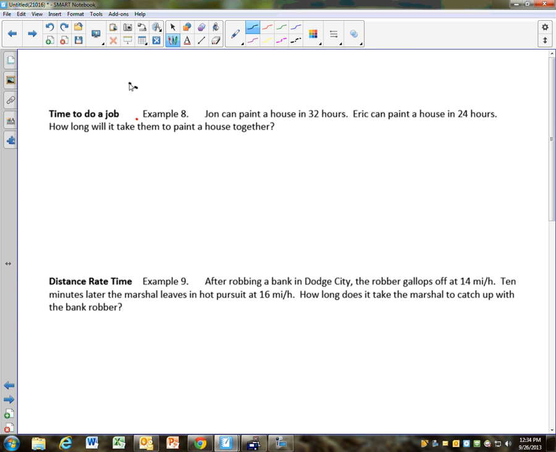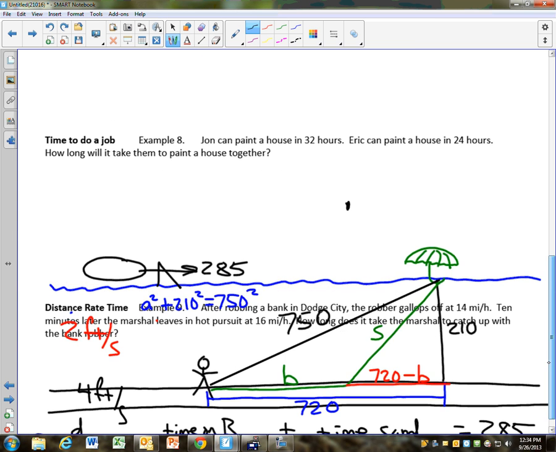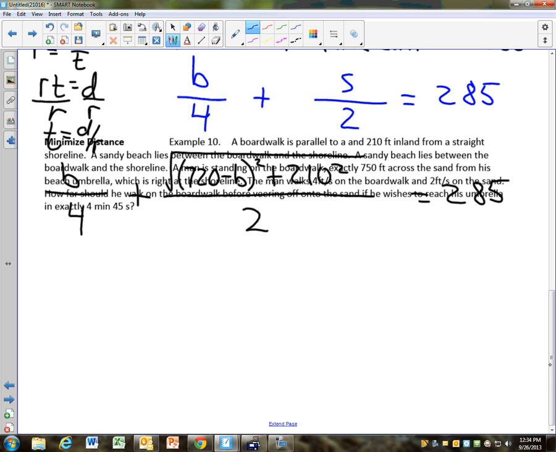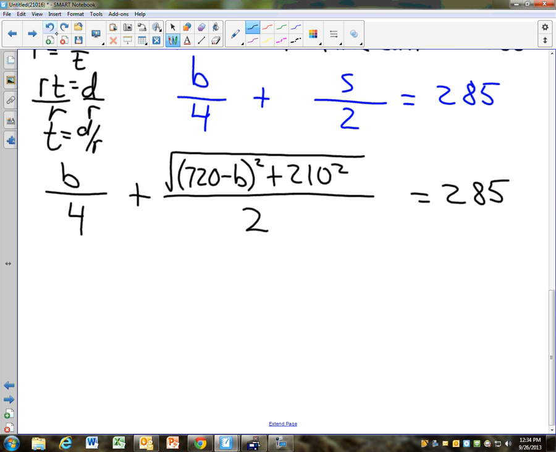So we are left with this equation. We have nothing else to set up with the problem. All we need to do is solve this problem in front of us. b over 4 plus the square root of (720 minus b) squared plus 210 squared, over 2, equals 285. So let's just talk about this. I know that looks really, really bad, but let's deal with how we can make it look better. Okay? Question.